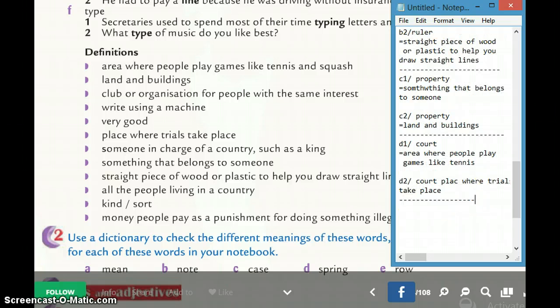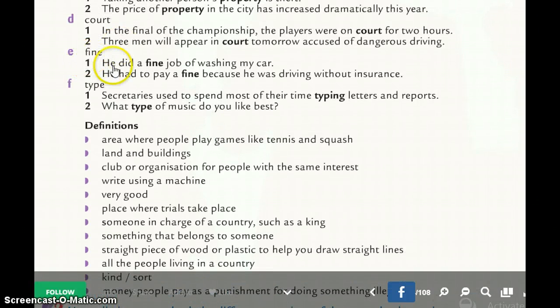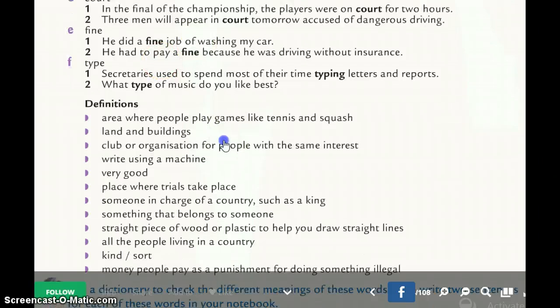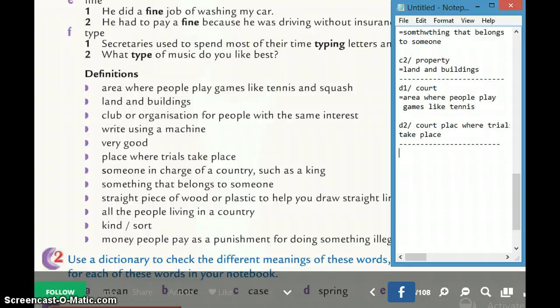If we want to move on with this one, we go to E. Fine. He did a fine job of washing my car, so he did a good job. Now, he had to pay a fine. It's a tax or an amount of money. So you can actually say E1 fine. It means it's a good job.